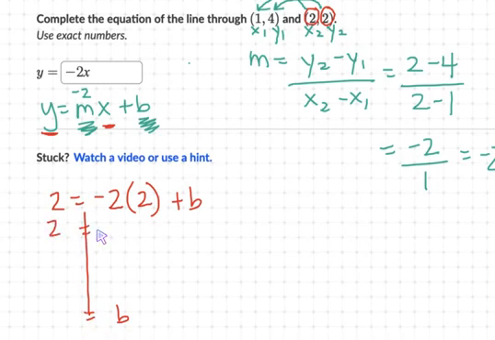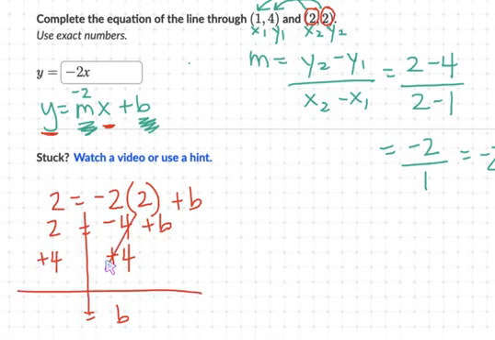This is 2 equals negative 2 times 2 is negative 4 plus b. To get rid of this negative 4, I need to add 4, its opposite. Negative 4 and plus 4 is canceled out. I get b left over on the right-hand side. 2 plus 4 is 6. Okay? Again, I could have used these two numbers instead.